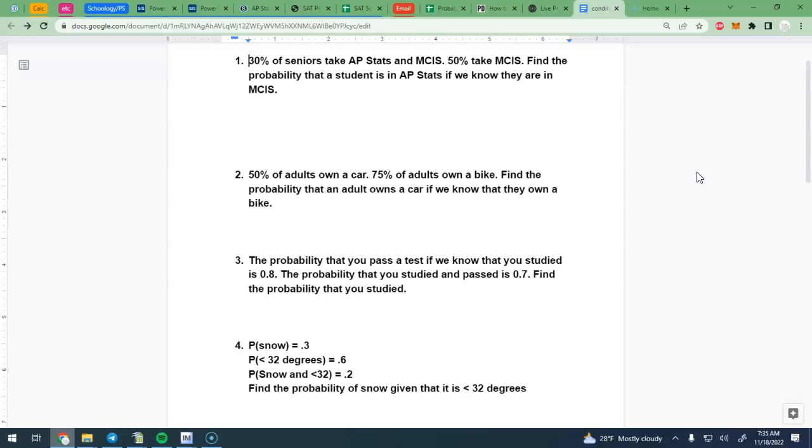So if I look at number 1, okay, so the probability of MCIS is what? Point 5.